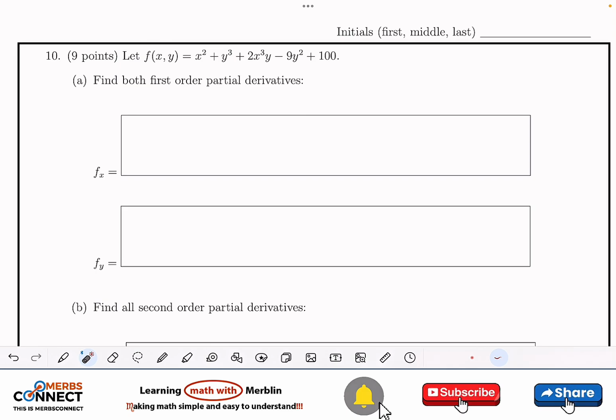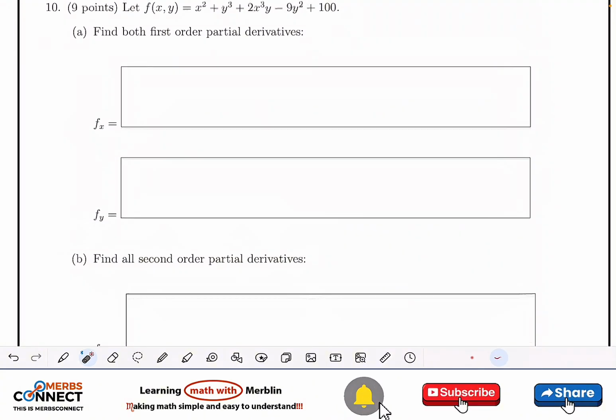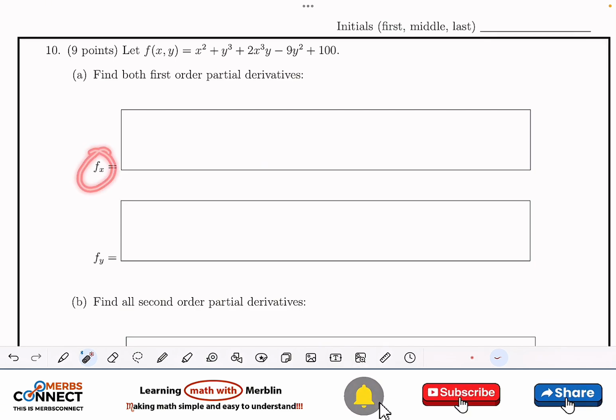So we need to switch our mind from the first thing that we are doing to partial derivatives. First we want to find both first derivatives. So this here and that one here. So what is differentiating f with respect to x?